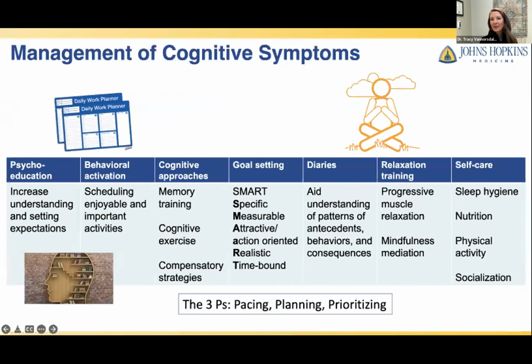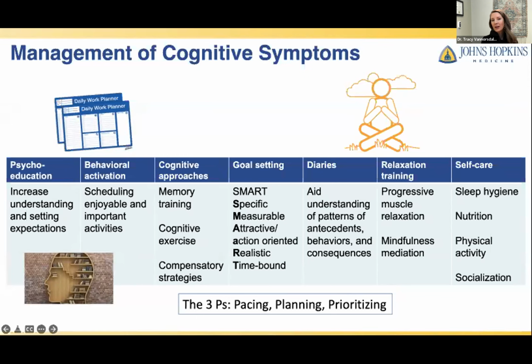So what does cognitive rehab look like in post-acute COVID patients? Well, much of it is psychoeducation, helping patients understand their symptoms, set realistic goals, engaging in behavioral activation and making plans for that, using cognitive rehabilitative approaches like memory training, cognitive exercises to help strengthen core cognitive abilities, and training patients in compensatory strategies such as note-taking, using reminders. We focus a lot on goal setting, looking at tracking our symptoms and difficulties, using diaries so that we can understand the antecedents of cognitive and emotional difficulties and figure out ways to help work around those.